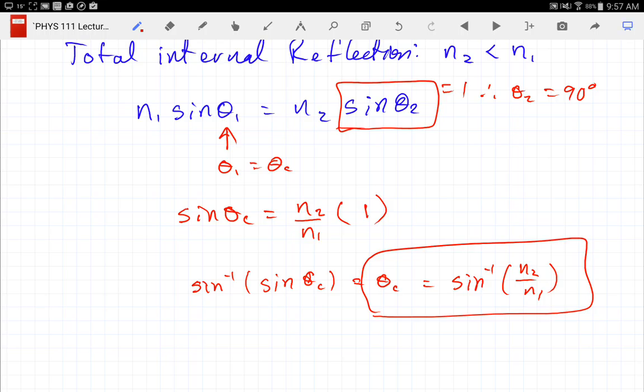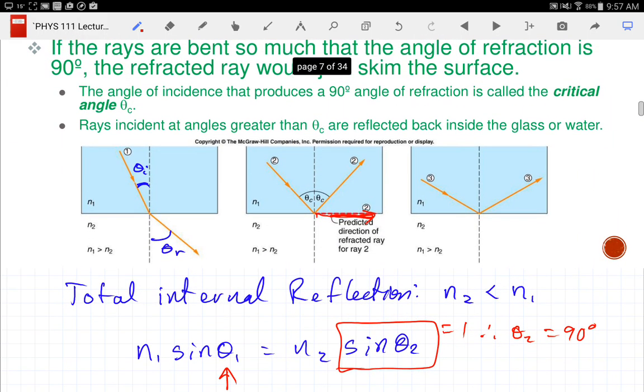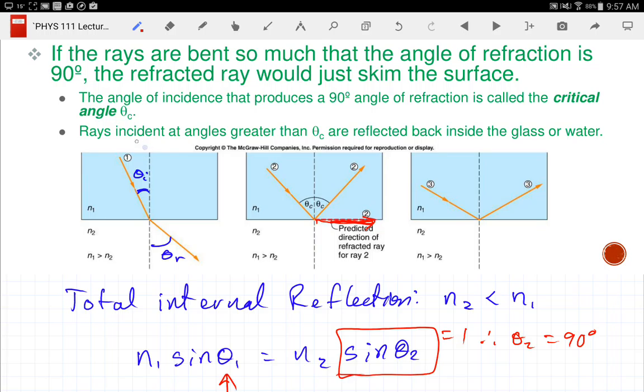For any incidence angle that's bigger than the critical angle, you cannot have refraction. Since you can't have refraction, all of the light has to reflect. And so that's where we get the term total internal reflection. So in these pictures, this one here, theta 1 was less than the critical angle. Here, theta 1 was equal to the critical angle. And here, theta 1 was greater than the critical angle. I put 2 instead of critical angle. And you can see the situations that occur. Once you get to that critical angle or go to a bigger angle, it's all reflected inside.